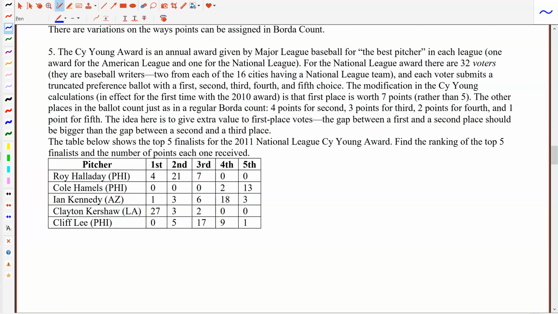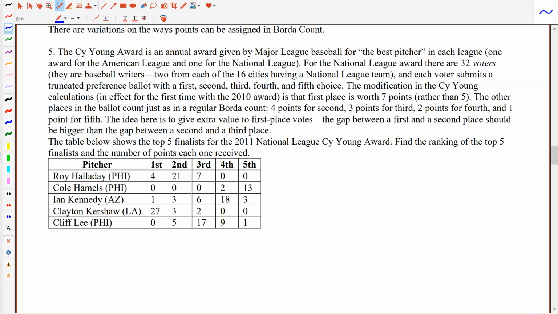Now there are actually variations on the way the points can be assigned in the Borda count method. So here is an example. The Cy Young Award is an annual award given by Major League Baseball for the quote-unquote best pitcher in each league. So one award for the American League and one for the National League.